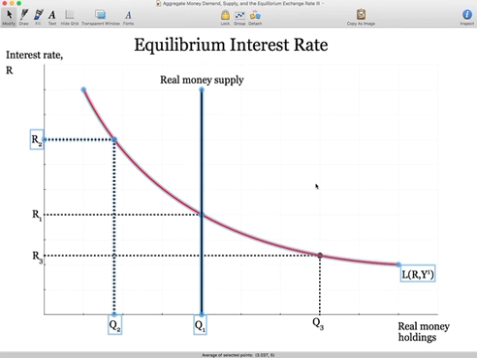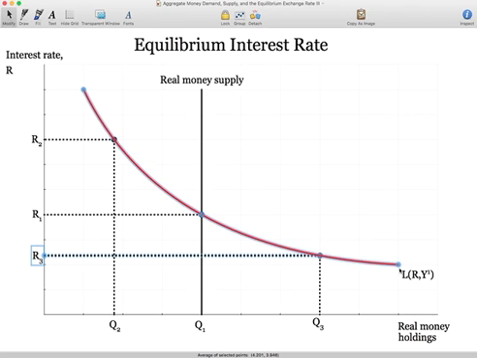And just like any good, if we have a surplus of money, what we expect to see is that the price will fall. If we think of the interest rate as the price of borrowing money, then if we have a surplus of money in the money markets, interest rates will start to fall. And these interest rates will migrate downward until the demand for money is equal to the supply of money.